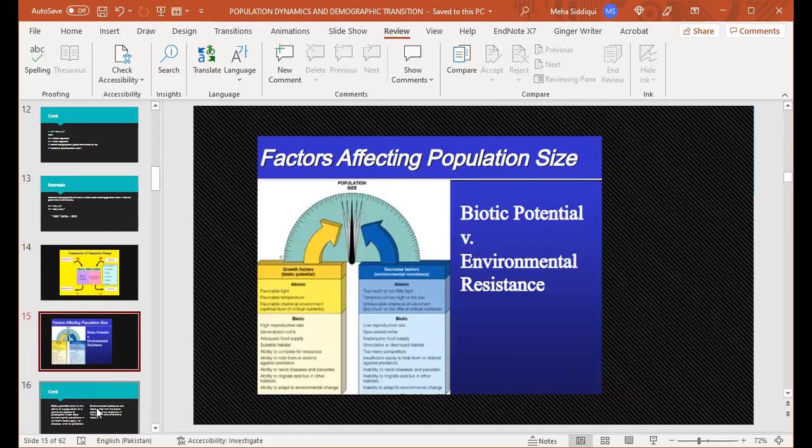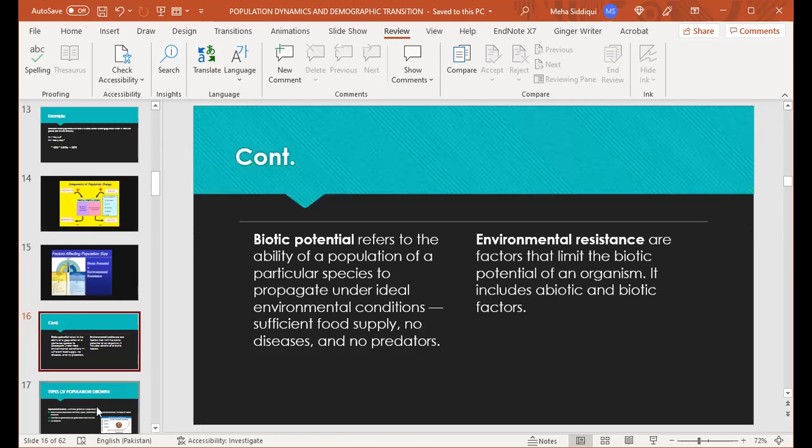Now, population size. There are two factors that affect the population size. These are biotic potential, and the second one is environmental resistance. Biotic potential refers to the ability of a population of a particular species to propagate under ideal environmental conditions like sufficient food supply, no disease, and no predators. While environmental resistance are factors that limit the biotic potential of an organism, and both include abiotic and biotic factors.